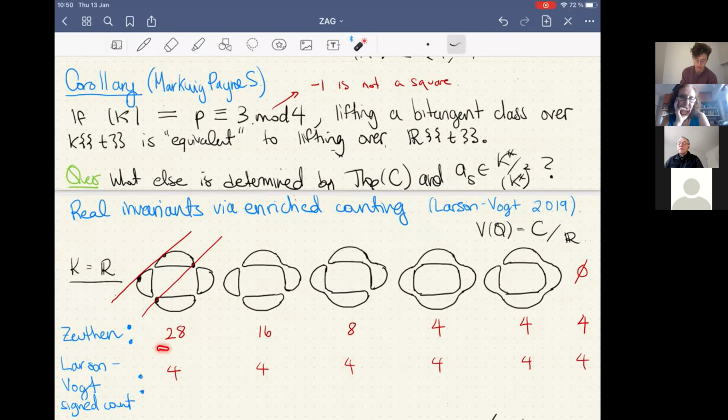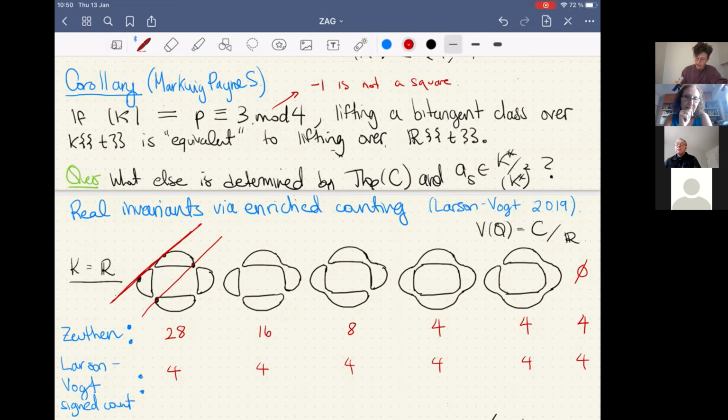So there are 28 bitangents here, and we want to count them with plus or minus signs depending on a certain topological property. And what that property is, well, if you look at your bitangent and you look in an affine chart, okay, it's very important that you look in an affine chart, then either the two branches of the curve are on the same side of the line in that affine chart, or the branches are on opposite sides of the line in that affine chart.